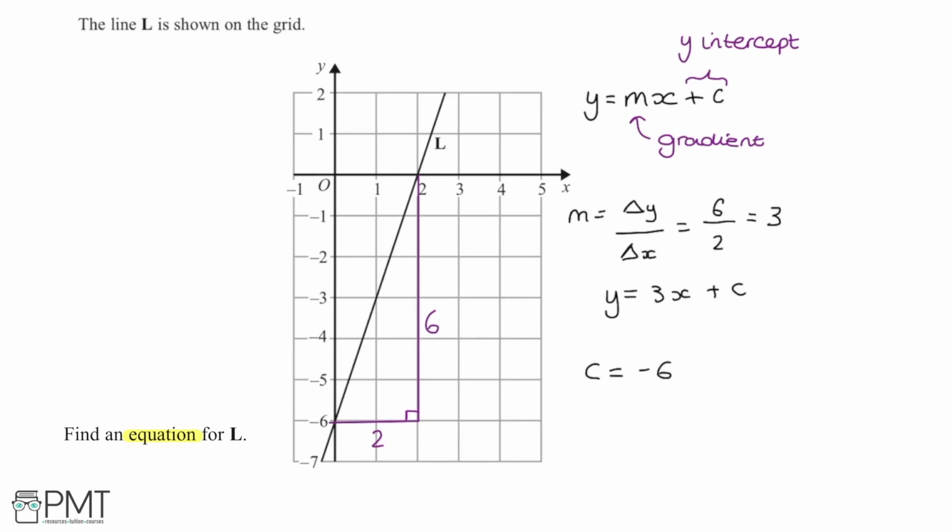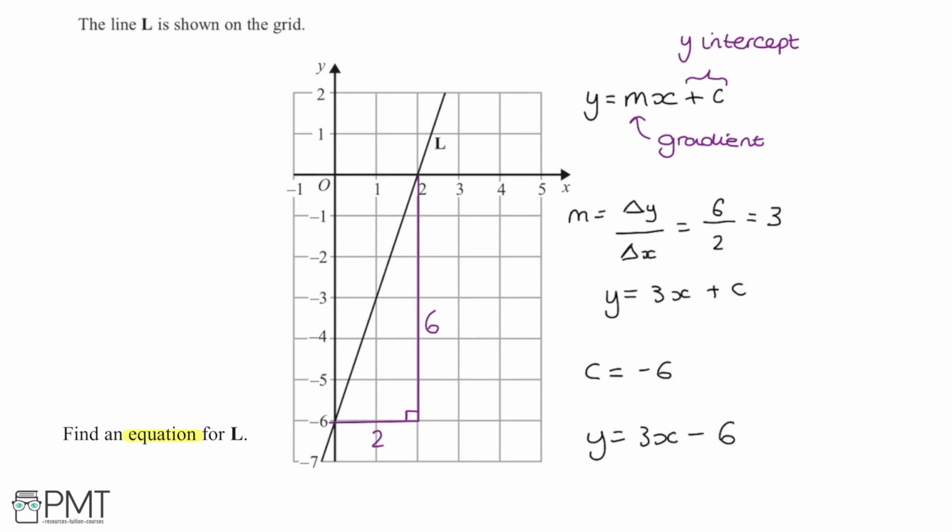And then we can simply substitute that in to get our final answer. So y is equal to 3x, and we need to make sure we have this negative sign, -6. And that brings us to the correct final answer for the equation for this line.